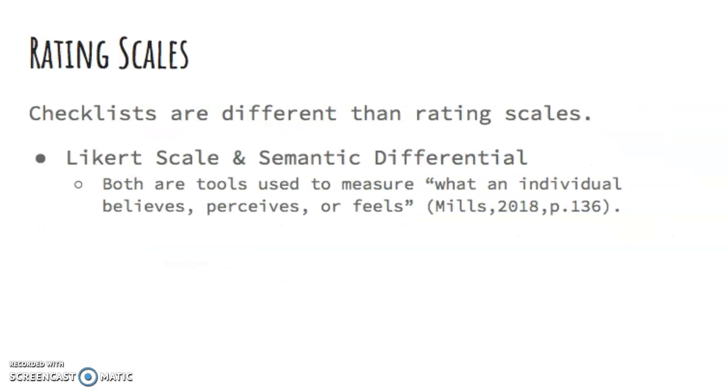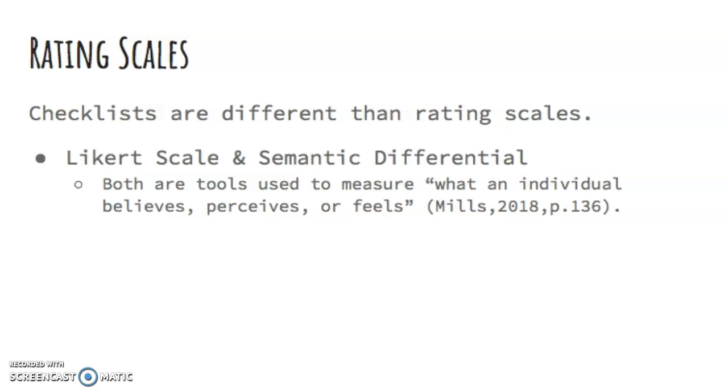That's in comparison to rating scales. Rating scales and checklists are very similar but different. The difference between a rating scale and a checklist is that a checklist is only a dichotomous set of response options, meaning that there's only one of two answers. It either did happen or didn't happen. You either saw it or you didn't see it.